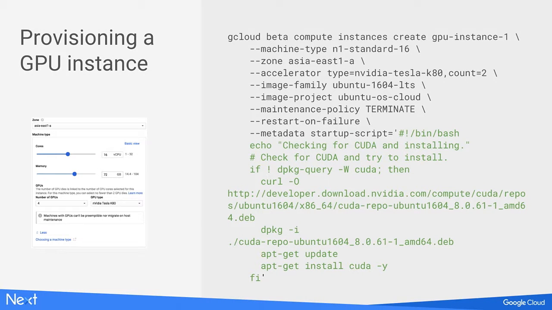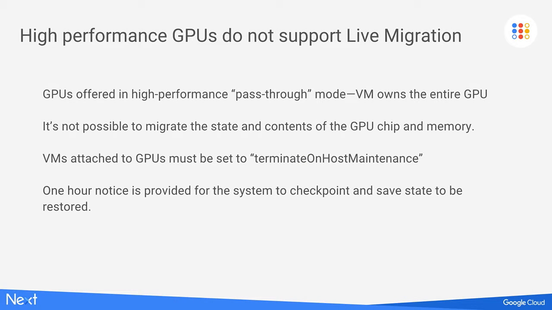Now, if you prefer to use the command line, here's an example command line for provisioning a GPU instance. And the main thing to pay attention to is the accelerator option with type and count to say what you want. So either one will get you a GPU. Now, I want to mention, too, GPUs don't support live migration.